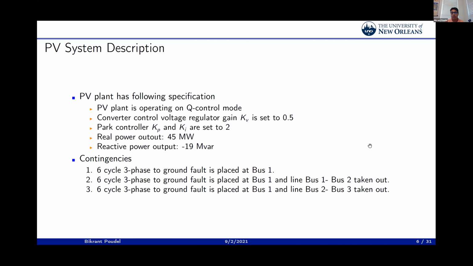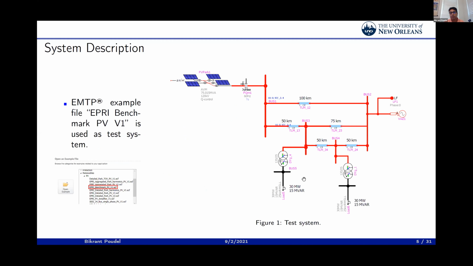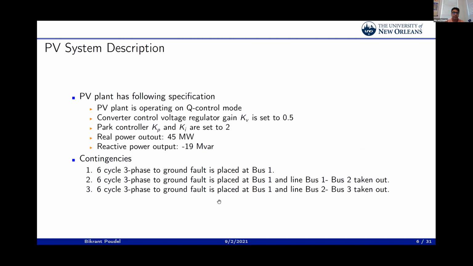Talking about the contingencies, we are considering 3 contingencies. During the optimization, we'll be considering contingency 2, but just as an example, we have also included contingencies 1 and 3. The first contingency will be a 6 cycle 3 phase to ground fault on bus 1. The second one will be the same contingency, but we'll also take the line between bus 1 and 2 out. So it's kind of an extreme contingency. The third one is where we place a fault at bus 1 and then take the line between bus 3 and 2 out. So those are the 3 contingencies listed.